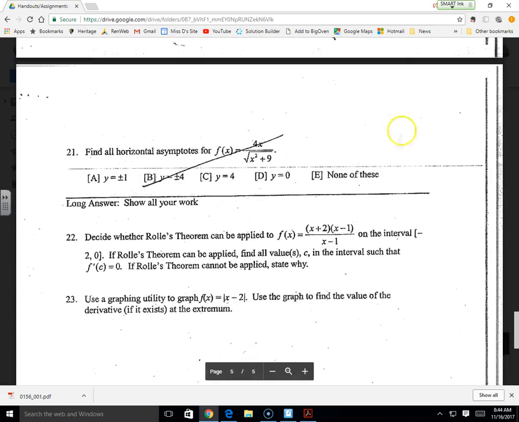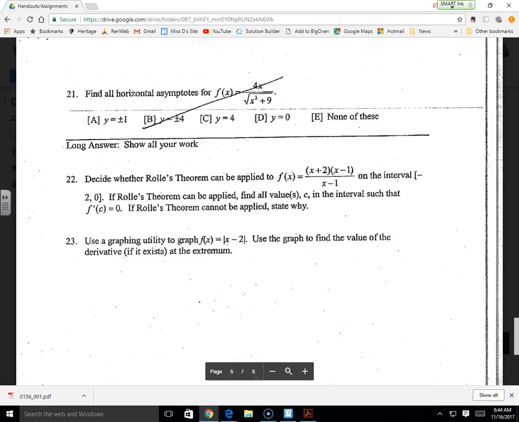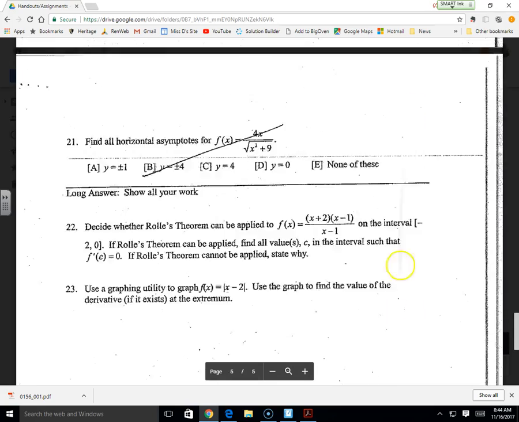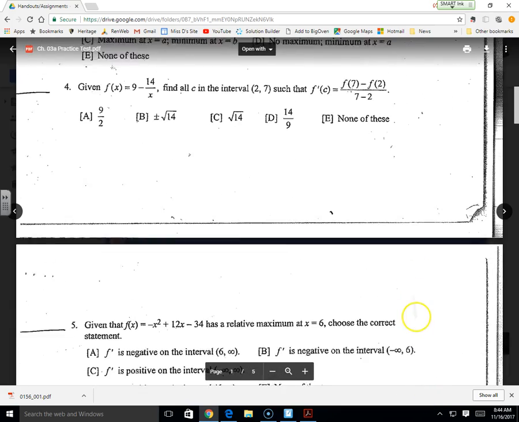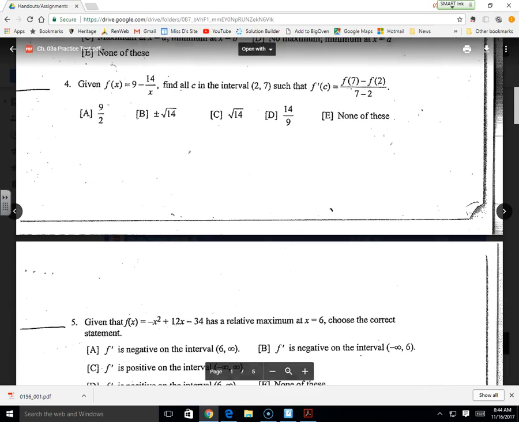But even if they don't give you the formula, you guys are going to be able to cheat and use your forever card to have the formula, right? f(b) minus f(a) over b minus a. Alright, so let's go ahead and go to number 4.